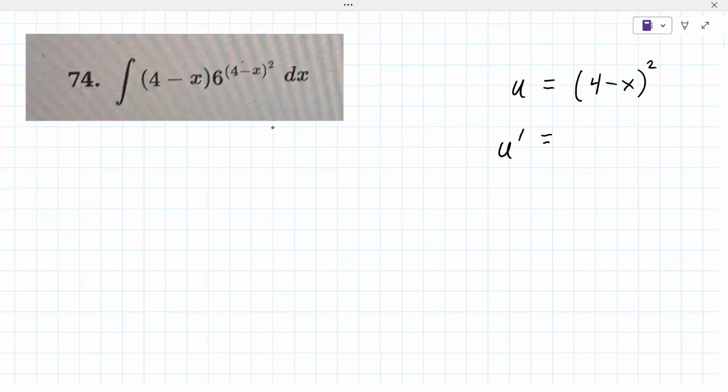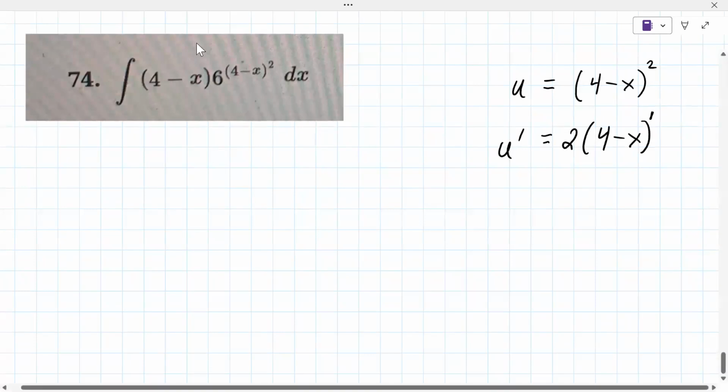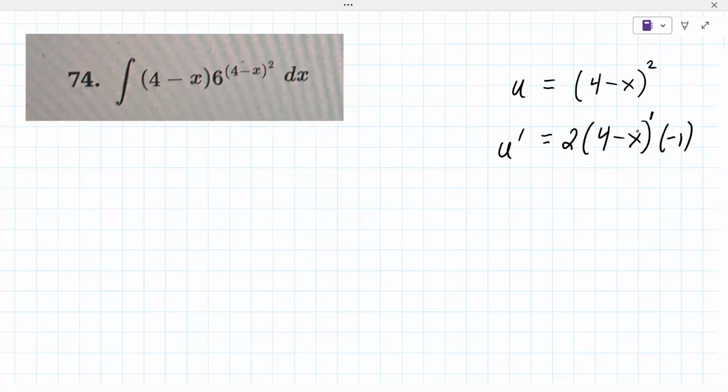Yeah. It's 2 times 4 minus x, and then you have to take the derivative of the inside function. The inside function being 4 minus x, so the derivative of 4 is 0, and the derivative of minus x is minus 1. So u prime here is -2 times 4 minus x.